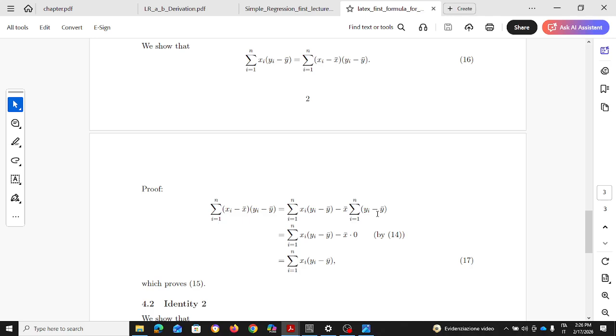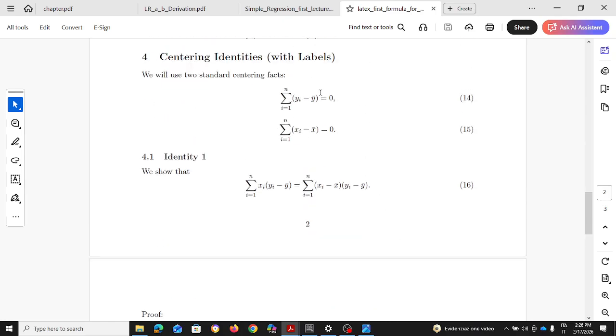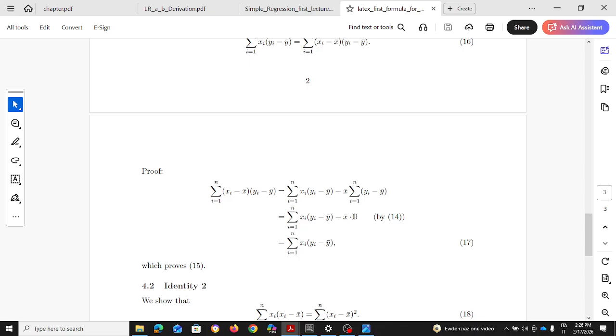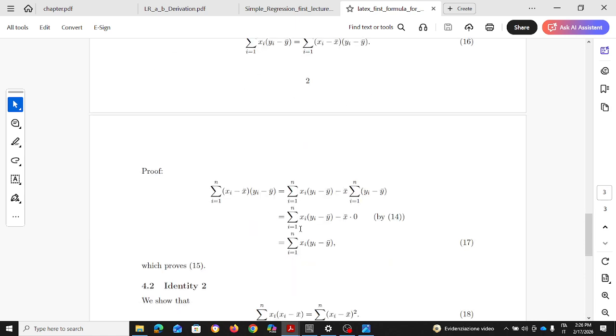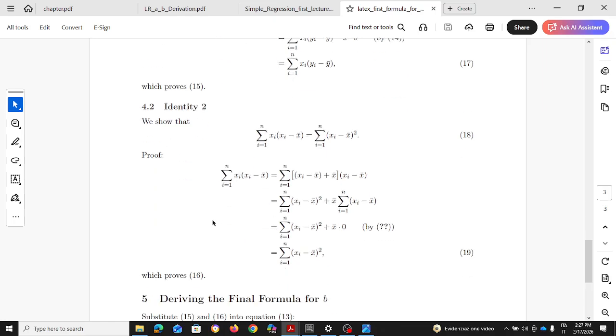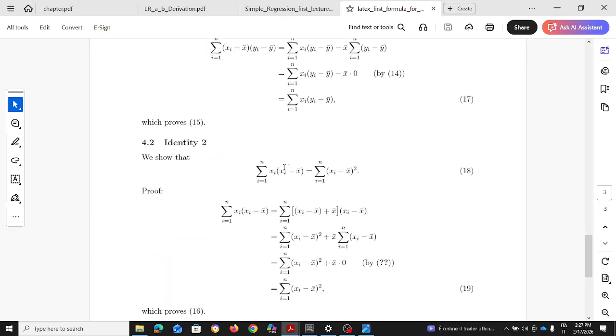Clear? Now what we have here is this minus this x bar, and this term is equal to 0. Why? Because we say here yi minus y bar equal to 0. Clear? So this is 0. This term goes off. So we prove that this right hand side is equal to this. Clear? The same goes for the next identity. Now we have proved these two identities.